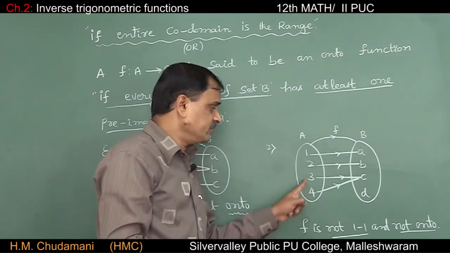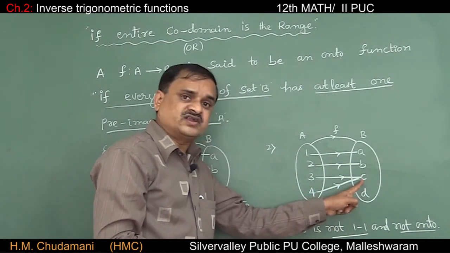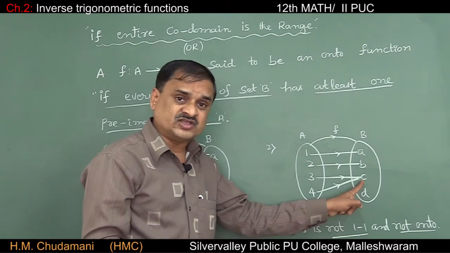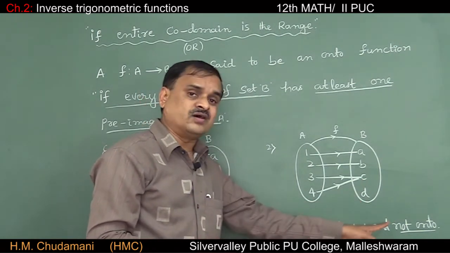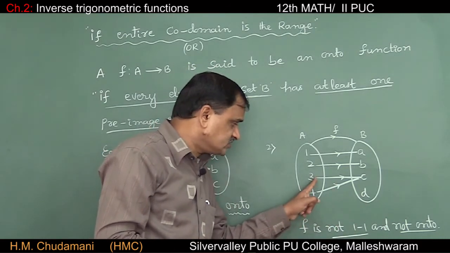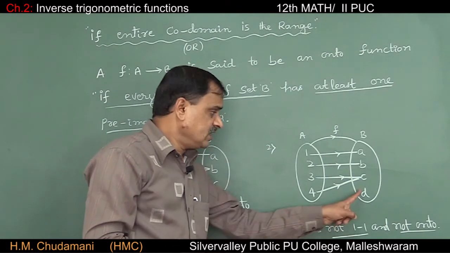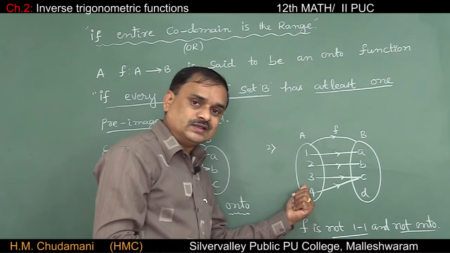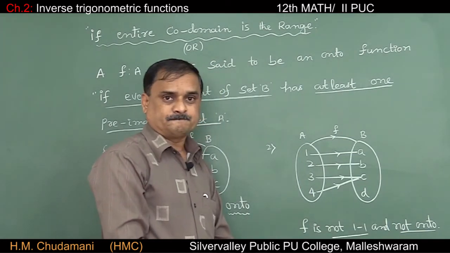See, 3 and 4 both are associated to c only. So that means the condition that different elements have different images failed. That means it is not one-one and not onto. Not one-one because 3 and 4 are associated to c. Right? And d has no pre-image in A. That's why it is not onto.